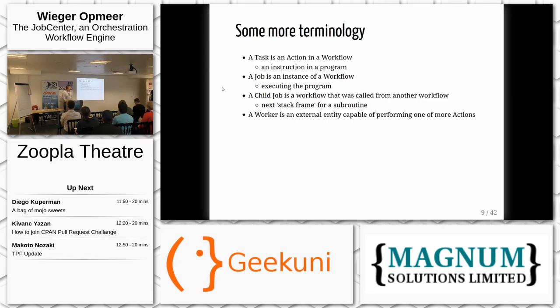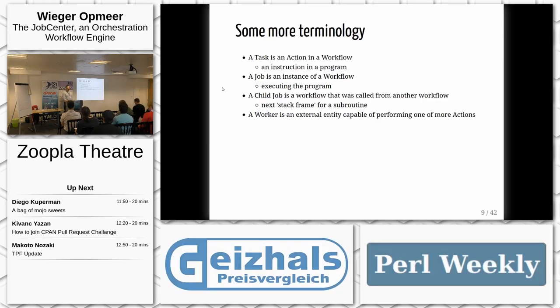A worker is an external entity capable of performing one or more actions. And that's where the actual use of the JobCenter comes in. Everything internal is nice to have, but it's the external things, such as the creation of the home directory, registering a domain, etc. That is all done by workers. That is where the actual use of the JobCenter comes in.